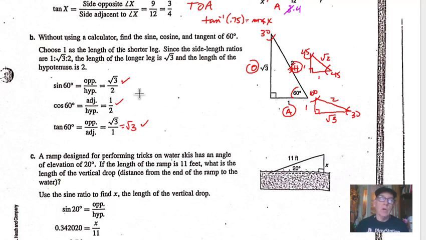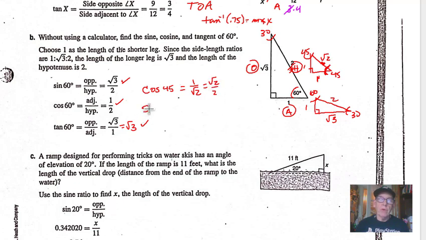Same thing would work for the 45, 45, 90. Let's say we were going to do cosine of 45, using the 45, 45, 90 triangle. Again, here's the hypotenuse. Cosine is adjacent over hypotenuse. We have the adjacent side to this 45. We use either one. The adjacent side is a 1. Hypotenuse is root 2. So cosine 45 is 1 over root 2, which simplifies to root 2 over 2.